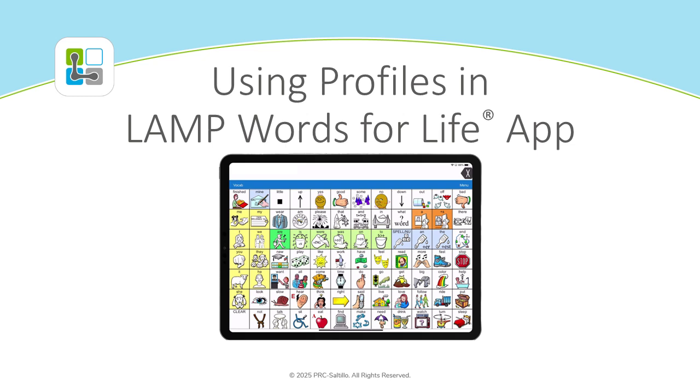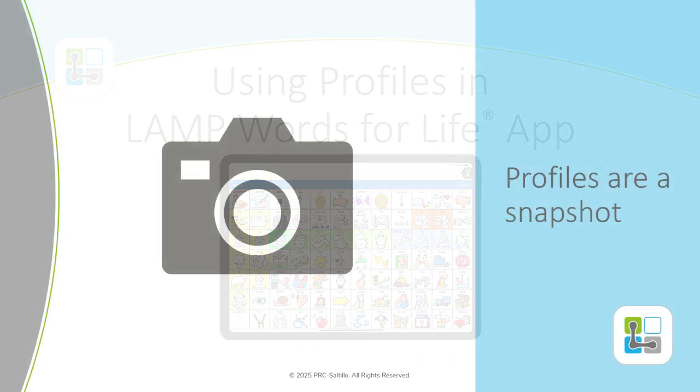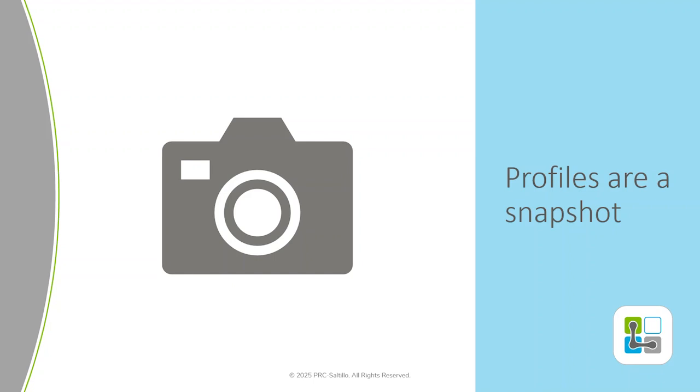You can set up profiles within LAMP Words for Life to easily switch between two vocabulary files and their settings at the touch of a button. A profile provides a snapshot of the current settings and vocabulary on the system, allowing them to be saved and easily accessed at a later time. Multiple profiles can be saved on a single device.